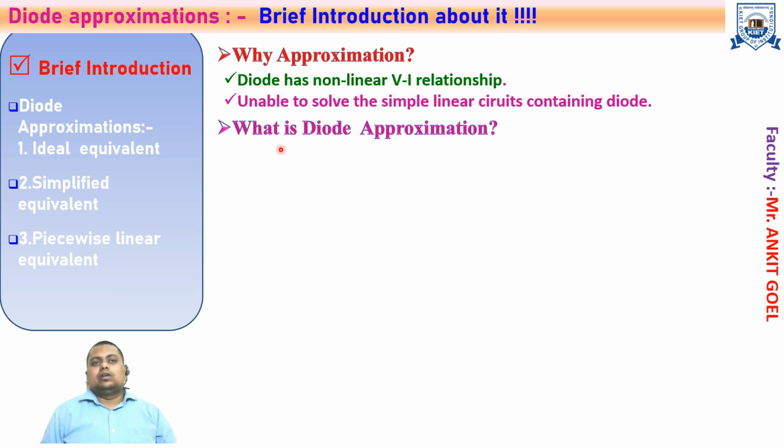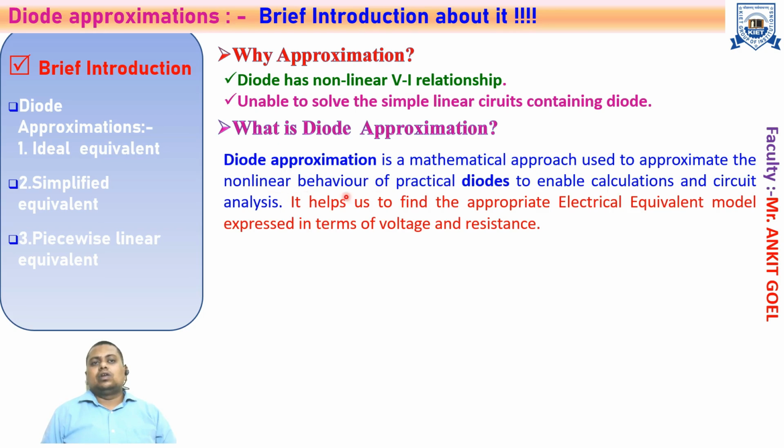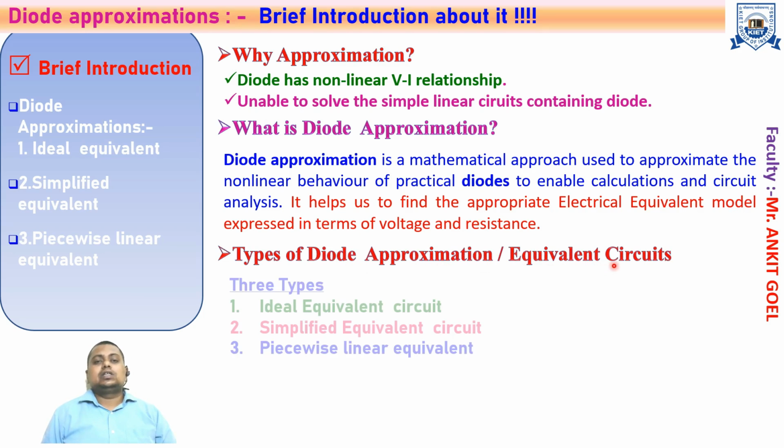So what is diode approximation? Diode approximation is the mathematical approach to approximate the non-linear behavior of the practical diode to make our calculation easier and the analysis of the circuit easier, right? We can easily find the voltage and current across the diode when we use the diode approximation model, as soon we will see. So our target is to find the electrical equivalent model which will depict the same behavior of the diode in terms of voltage and resistance, right? We have three different types of diode approximations. First is the ideal equivalent circuit, second is the simplified equivalent circuit, and third is the piecewise linear equivalent circuit, right?